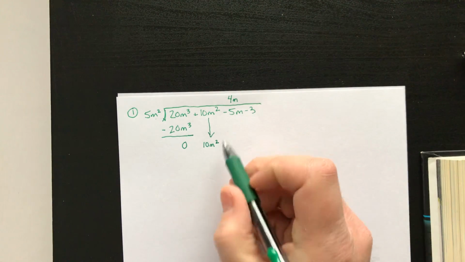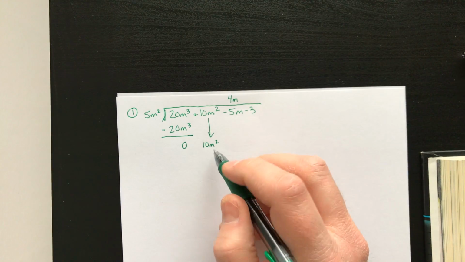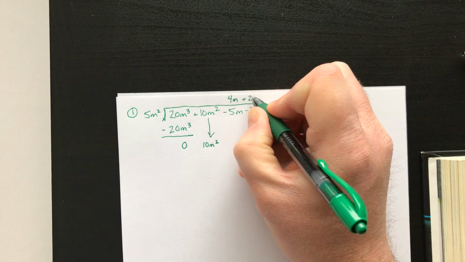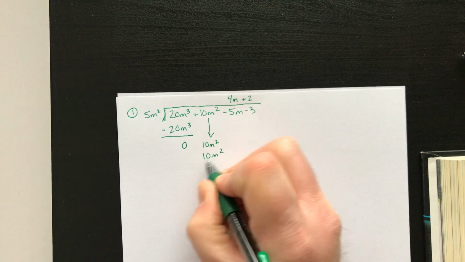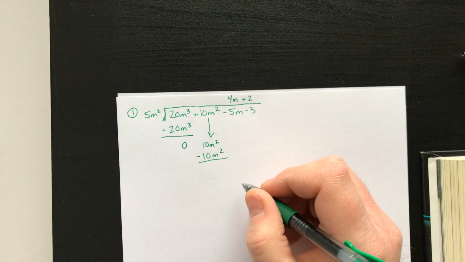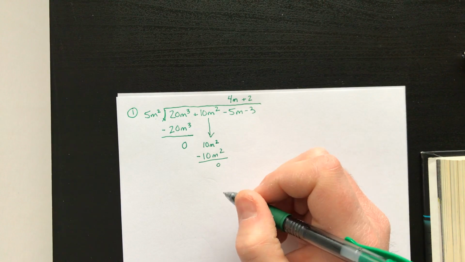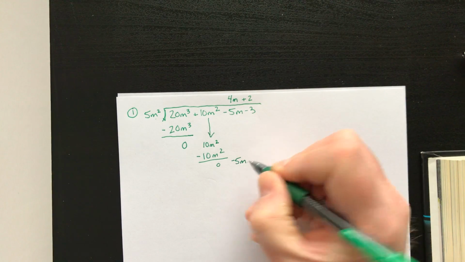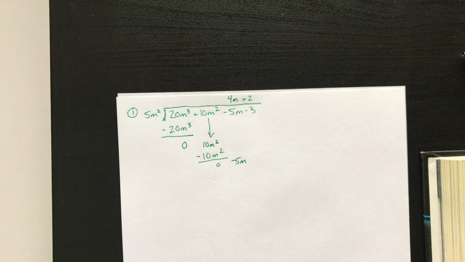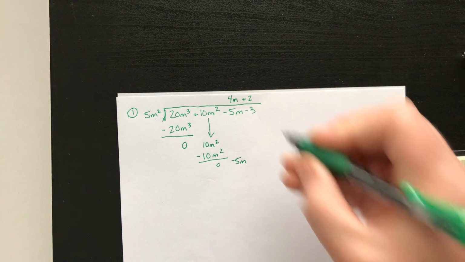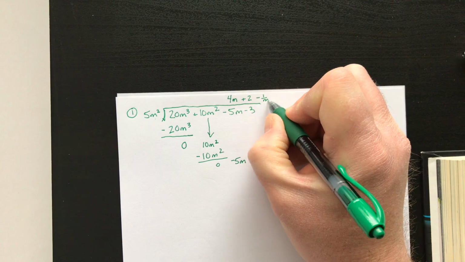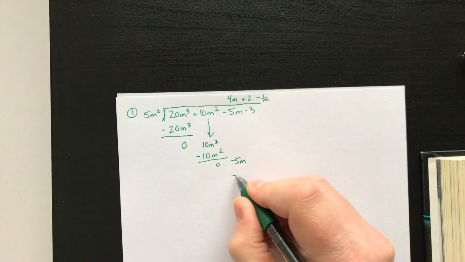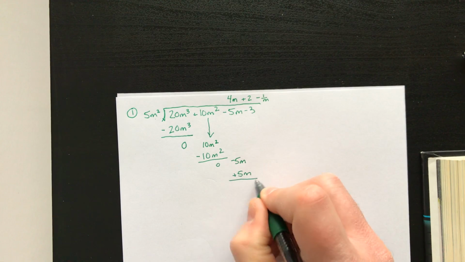Okay? And then you ask yourself, what do you have to multiply by the 5m squared to get a 10m squared? That would be plus 2. That'll give you a 10m squared. And subtract or change the sign. So that goes to 0, right? And then we bring down the negative 5m, right? And then you have to ask yourself, what do you multiply by the 5m squared to get the negative 5m? Well, that would be a negative 1 over m. All right, that'll give us a negative 5m. We change the sign, that's 0.